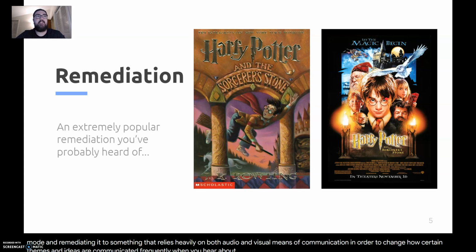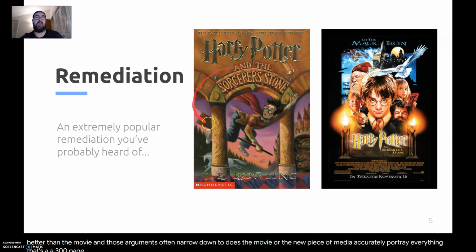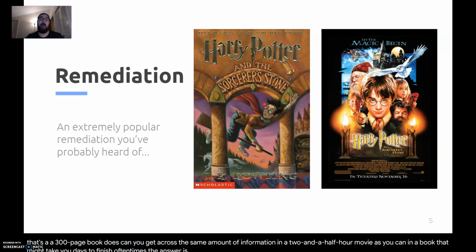Frequently when you hear about remediations, you have that stereotypical debate of, is the book better than the movie? And those arguments often narrow down to, does the movie, or the new piece of media, accurately portray everything that, say, a 300-page book does? Can you get across the same amount of information in a 2.5-hour movie as you can in a book that might take you days to finish? Oftentimes the answer is no. So there is something that can either be changed or lost in a remediation.